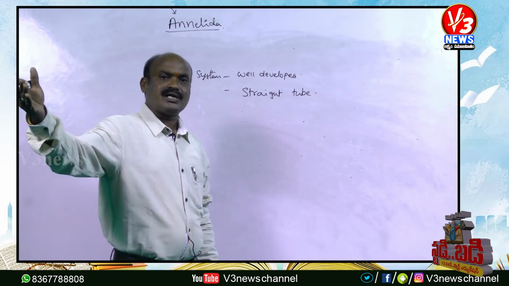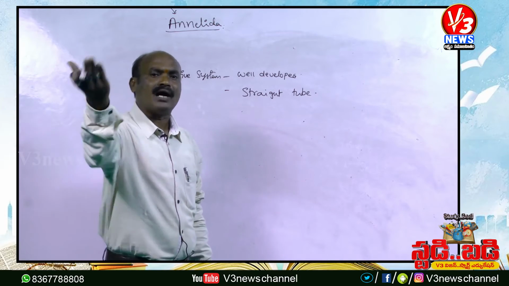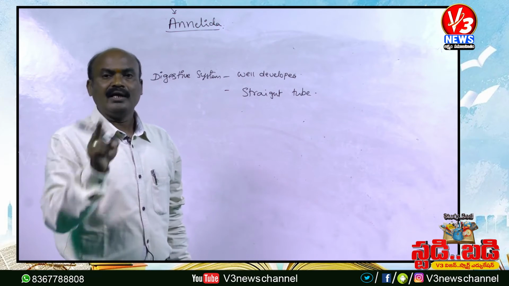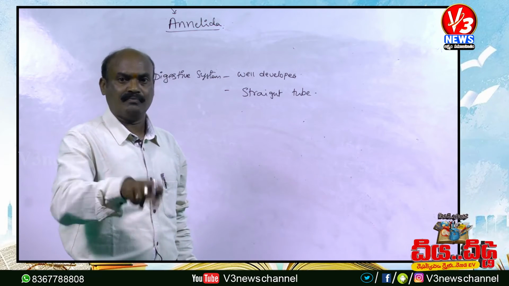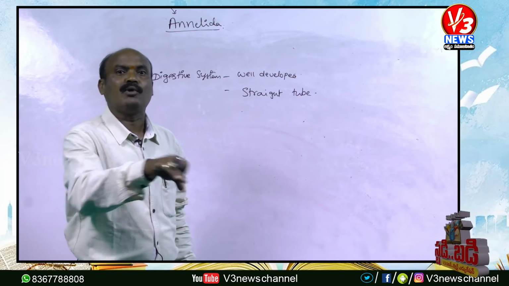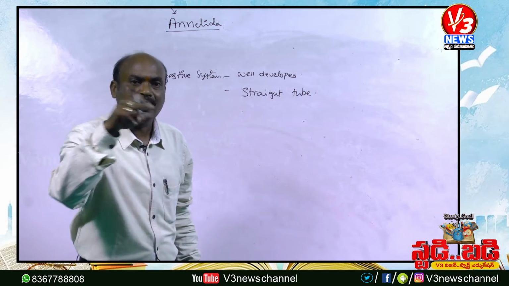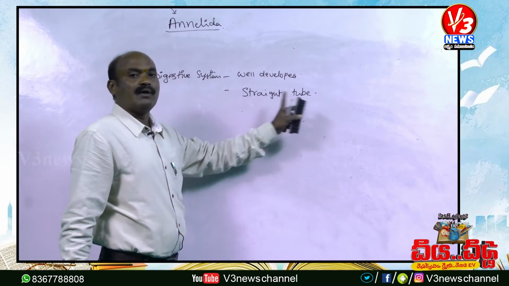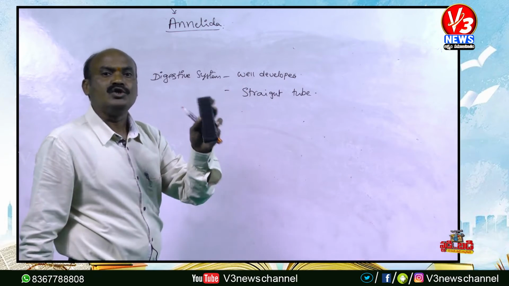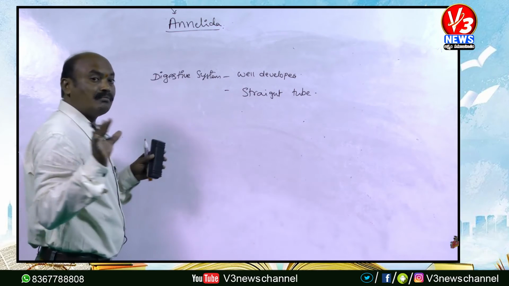We can take another example, the arthropod cockroach. In cockroach, the alimentary canal is longer than its body size. That's why the alimentary canal is highly coiled. Whereas in annelids, the alimentary canal is a straight tube-like structure, and it is muscular.